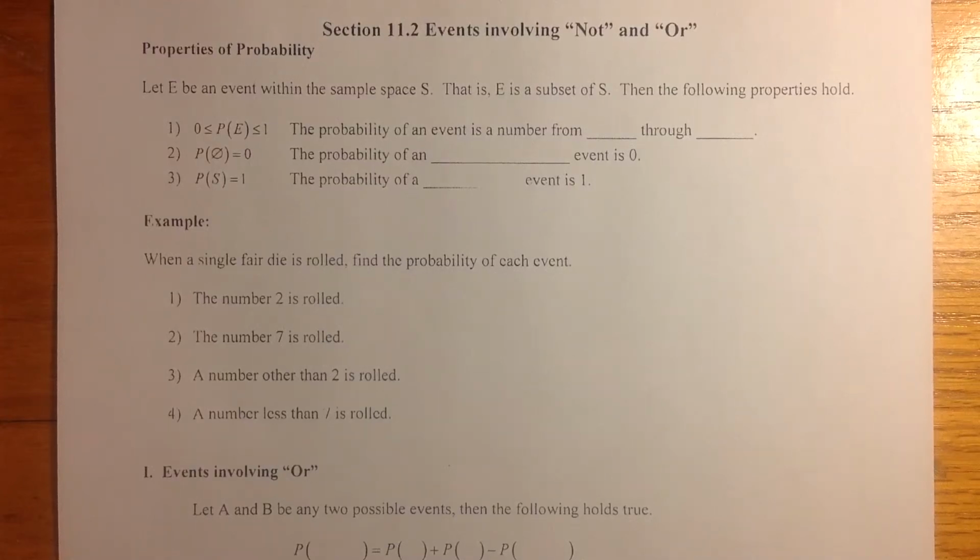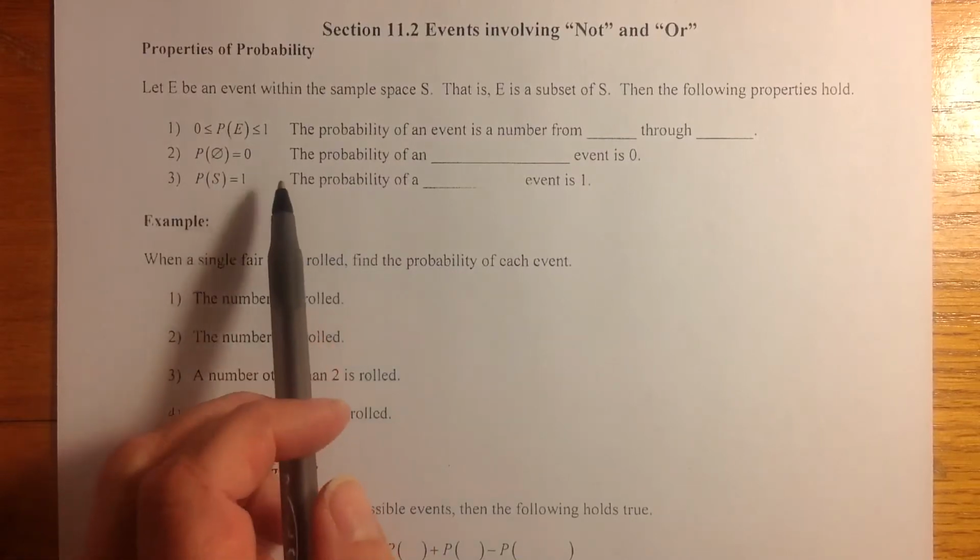All right, we're beginning section 11.2, and we're going to look at probability problems that now involve the idea of not and or. So let's go through some properties of probability that we've already discussed, but let's review them again. So if E is an event within the sample space S, that is, E is a subset of S, then the following properties hold true.